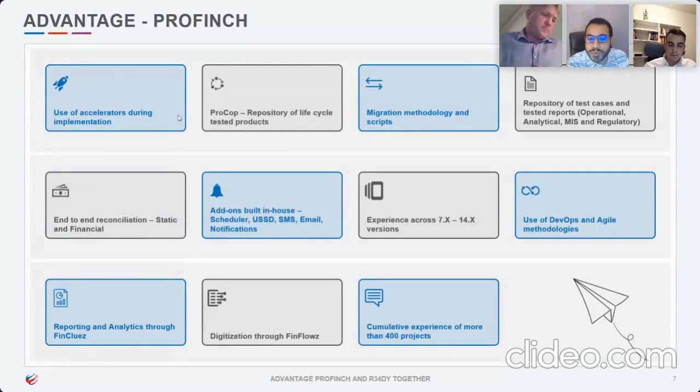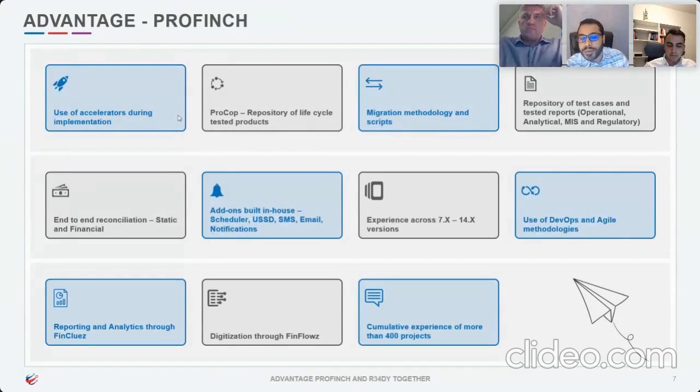Last point on Profinch products: what we have seen is that while FLEXCUBE covers the whole length and breadth of banking and the core banking and digital experience layer, there are a couple of very nice niche areas where Profinch can add value by having their products. For example, agency banking, or I would say relationship manager banking.